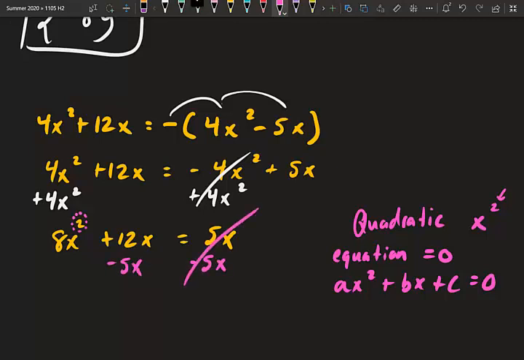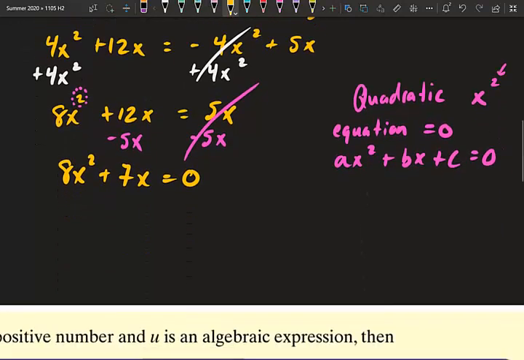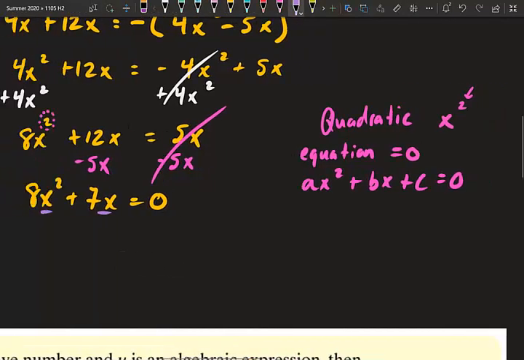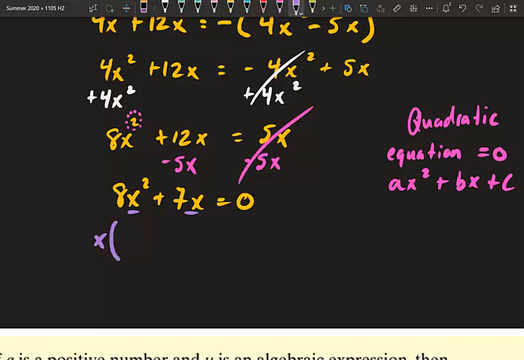And the only reason why I know to do that is because I have a quadratic. So we have 8x squared plus 7x equals 0. This is a binomial, and the only way to simplify a binomial is to look for a GCF, unless it's a difference of squares, but this isn't. So the greatest common factor that they have is just an x. So I'm going to take it out. When we take x out of 8x squared, we're left with 8x. And when we take x out of 7x, we're just left with 7, and that equals 0.